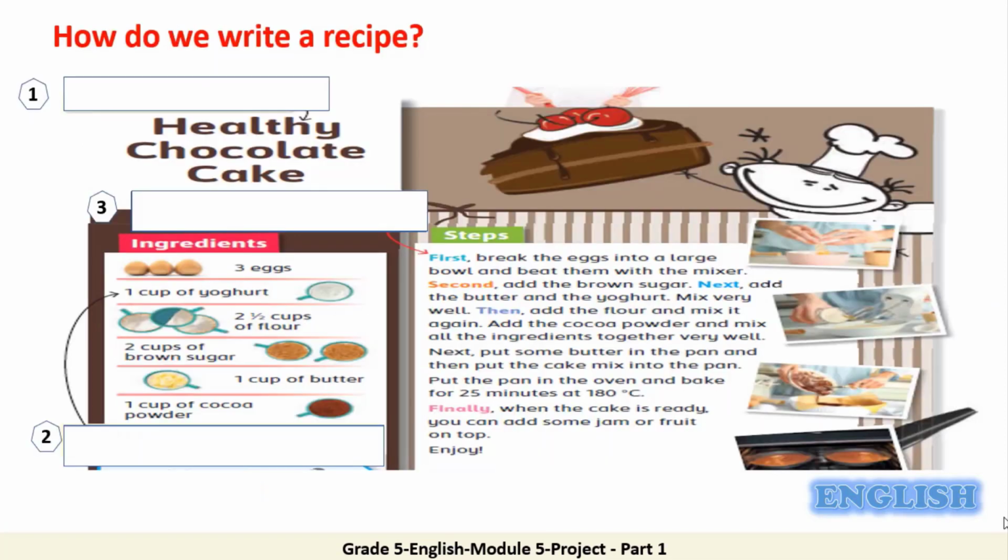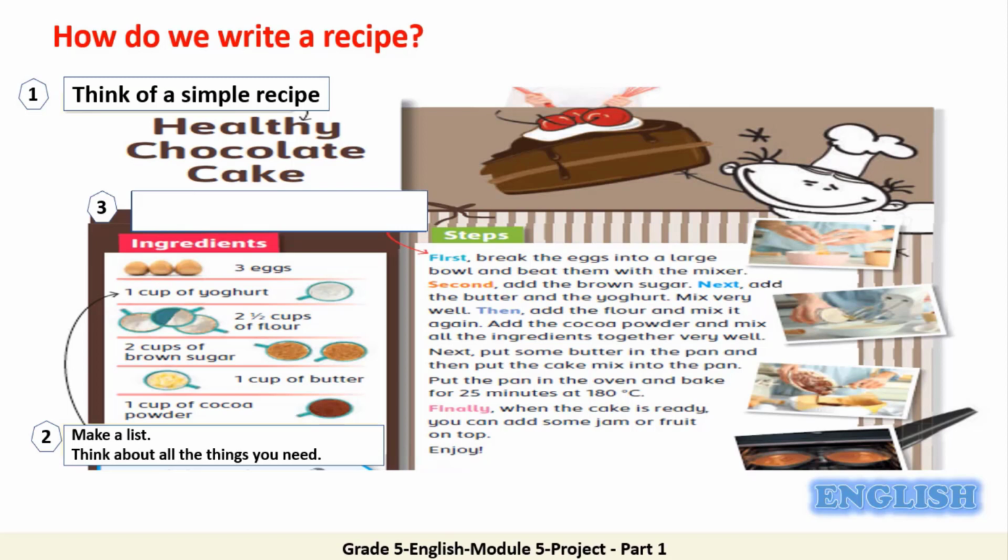My friends, here we are going to learn how to write a recipe. So, how do we write a recipe? The first thing, you need to think of a simple recipe. For example, which kind of food can you cook? The second thing, make a list. Think about all things you need.